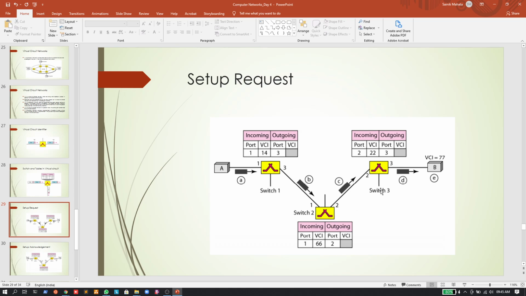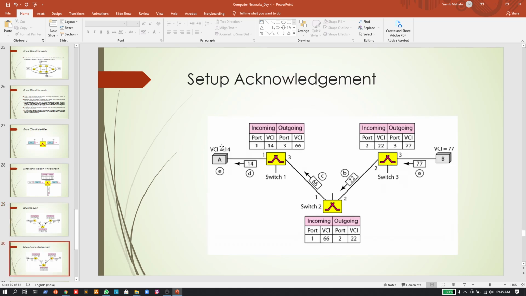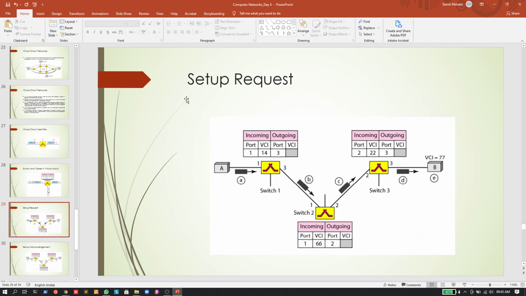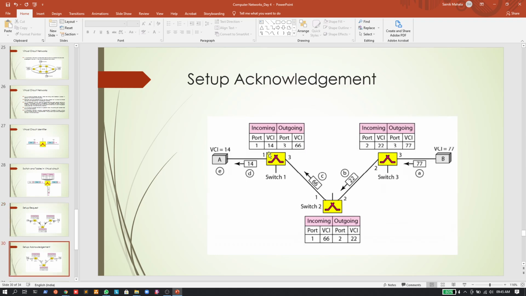Whenever the setup request is sent, the VCIs are not there. But we have to see how we calculate the VCI so that the virtual circuit is actually formed. So we have requested the setup, and a special packet from A to B is traveling through these 3 switches. The routing tables of these switches have these entries, and they need to be updated. Now let us see how it is getting updated.